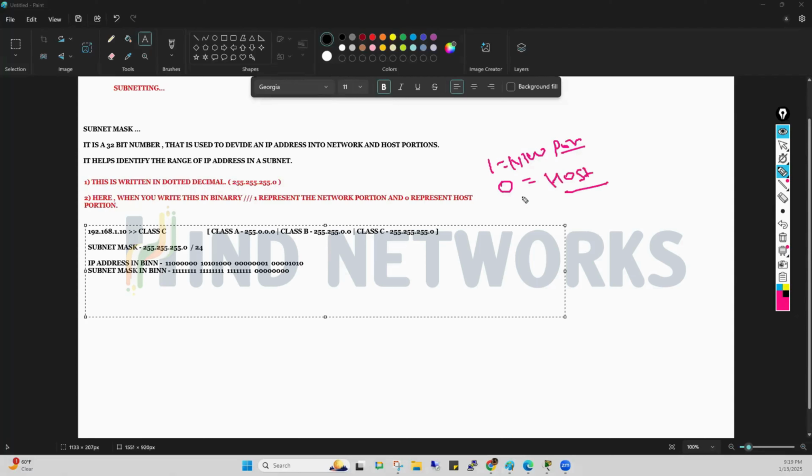portion. Done. So here, these 3 octets are representing what, guys? Network portion, and this last one is representing host portion. Clear, everyone? So when you compare this with the network IP address, you will understand that these 3 are called network, and this is called host.